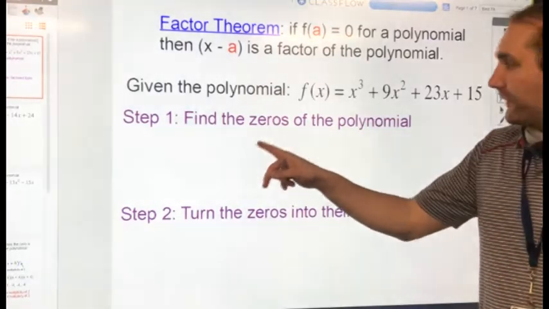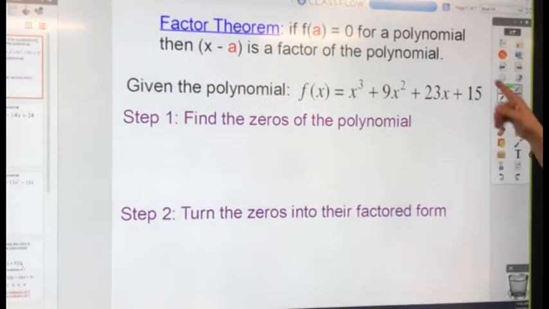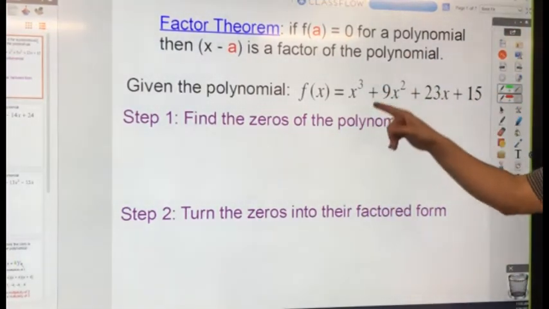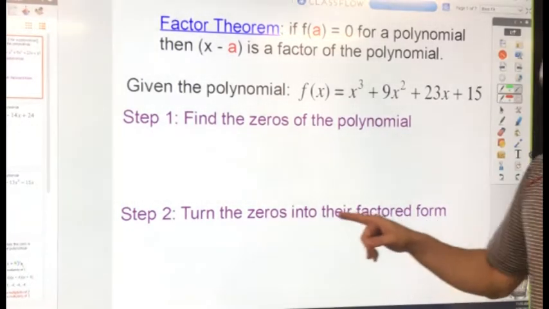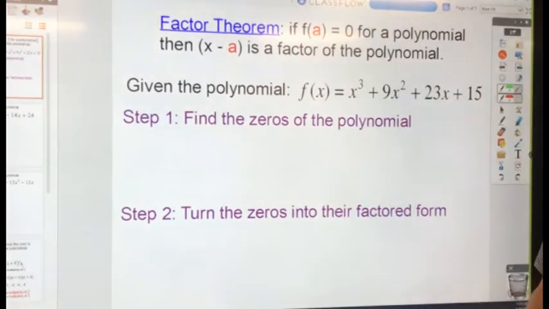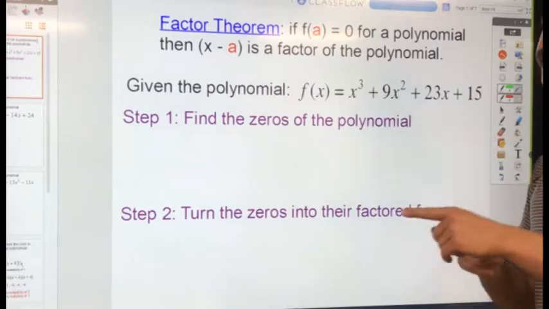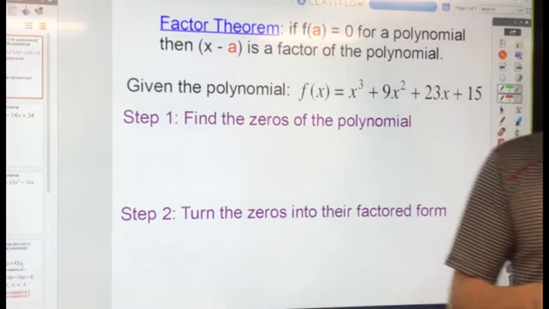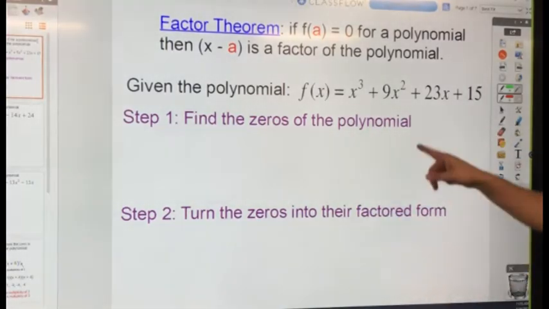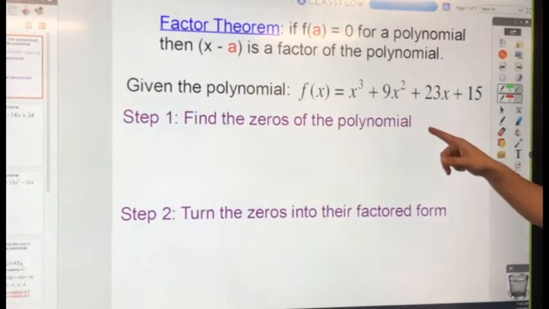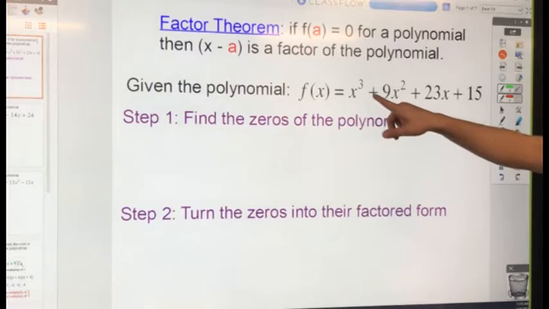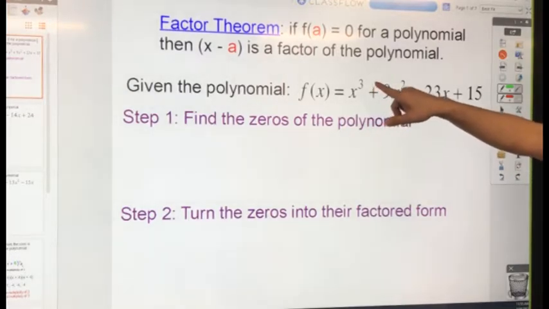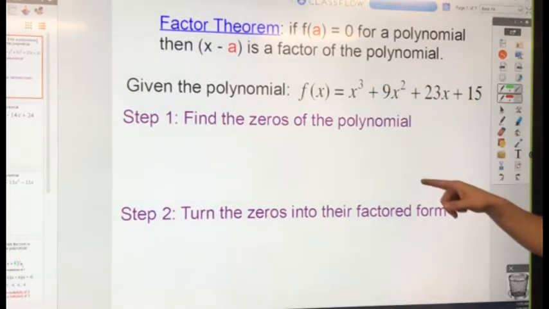Step 1 is to find the zeros of this polynomial. What's the best way to find the zeros? Looking at the exponents? Looking at the power of x? No, that tells me how many zeros I have. I have 3. But how do you find these zeros, like we talked about yesterday?